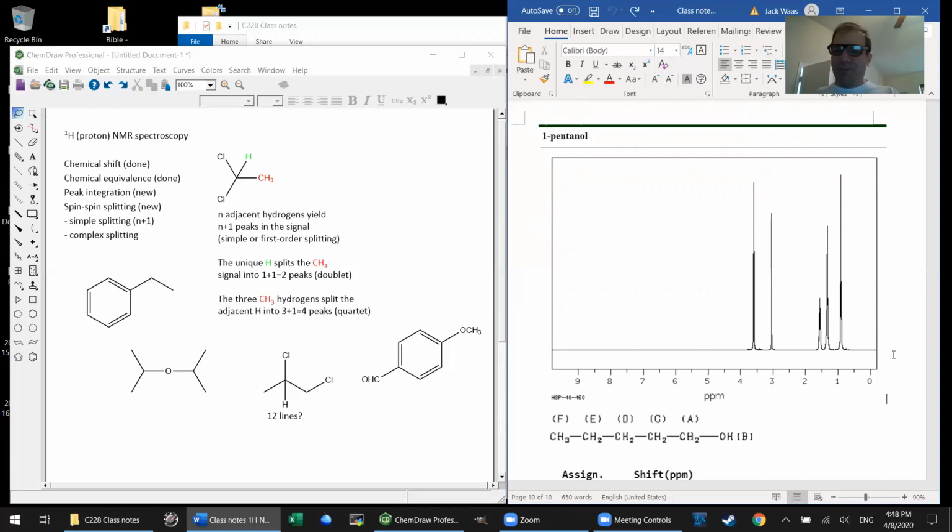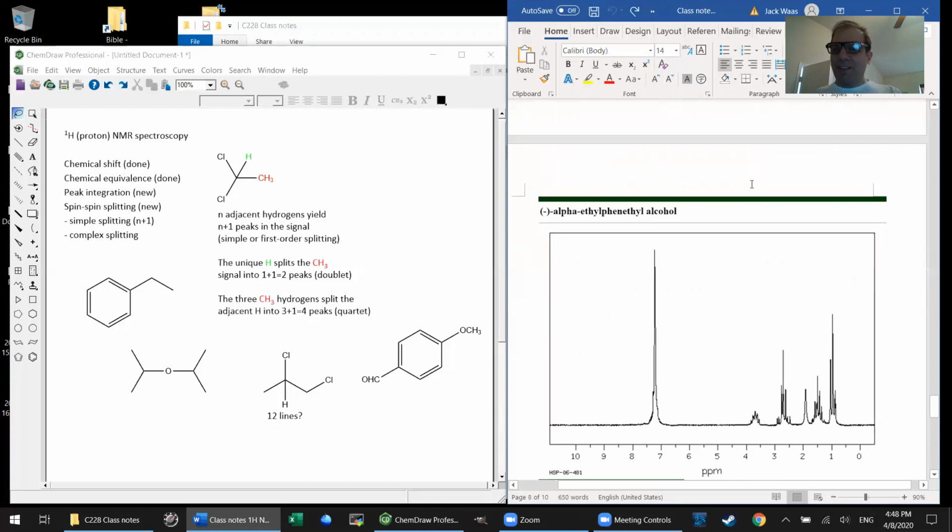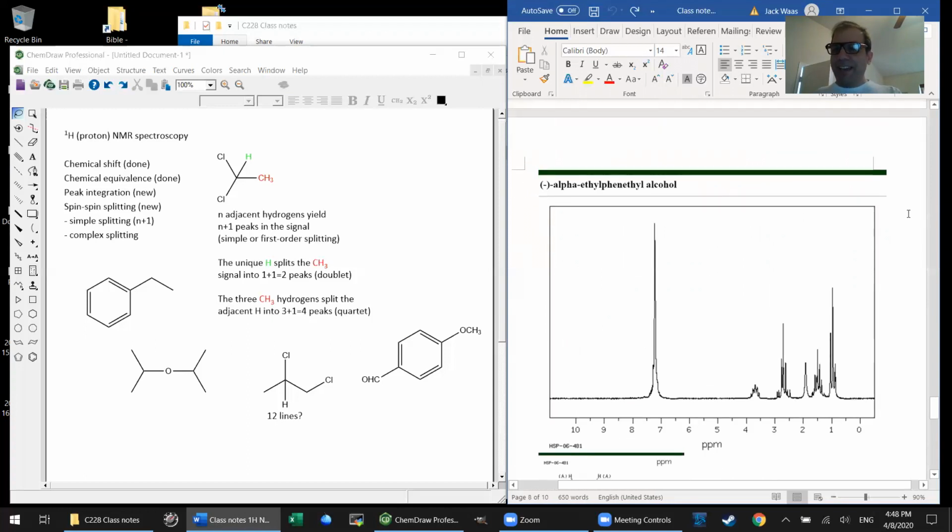Don't start with huge molecules. Don't start with alpha-phenethyl alcohol. Goodness. Start with something smaller than that, right? And then gradually build up the complexity.